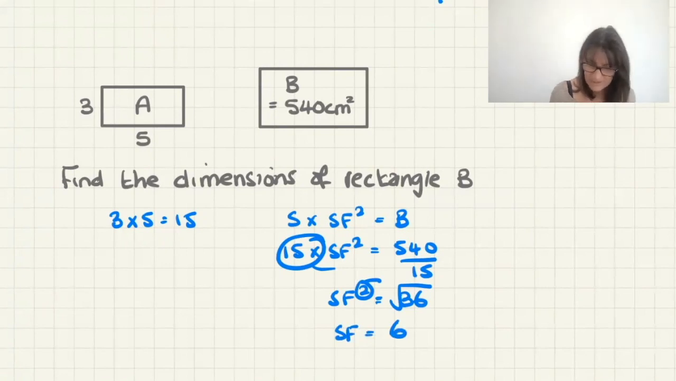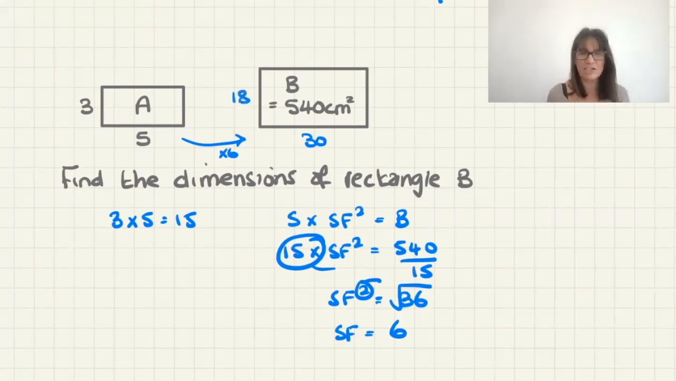Okay, once I know my scale factor, I can then work out the dimensions. I'm going to be taking the 5, timesing by 6, and I've got 30 here. 3 times it by 6, I've got 18 here. I can check that in my calculator to make sure nothing's gone horribly wrong. It gives me 540, so all is good. So the dimensions are 18 and 30 centimeters.